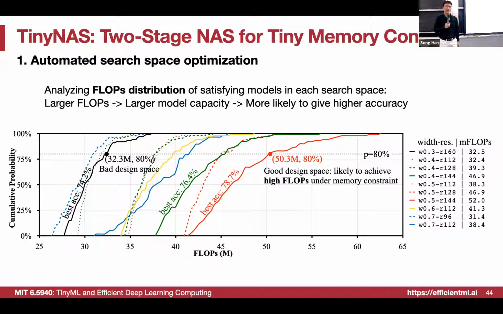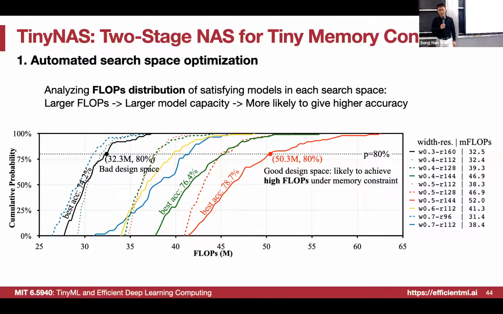And how do we determine if the search space is good or not? Whether we should use 224 resolution with width multiplier 1, or we can use a smaller resolution but larger width multiplier. Of course, we can train a model, get the accuracy, and then compare. But training a model is notoriously difficult, takes a long time. So we want to use some approximation.